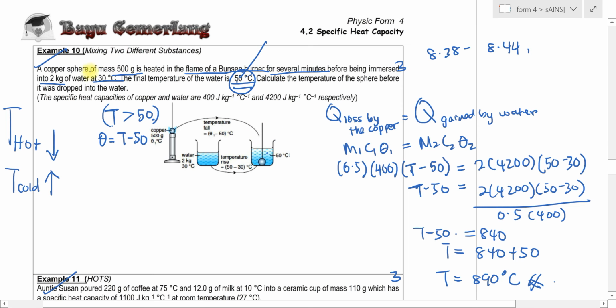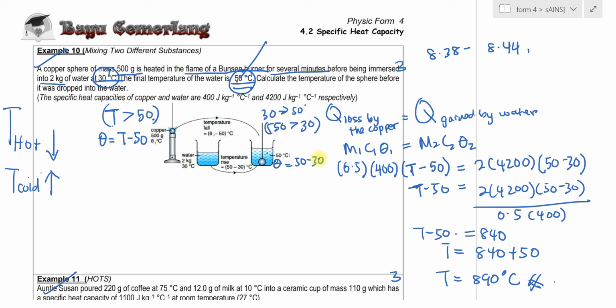In this case, the original temperature is 30 degrees Celsius, the cold object. Then it is increased to 50. That means 50 degrees Celsius is greater than 30, so when finding its theta, it is 50 minus 30. Can understand? Okay, can, sir. Alright.